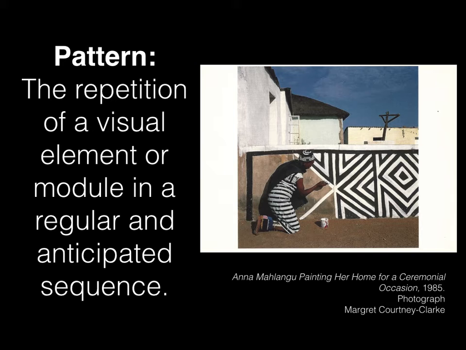So over here on the right, we have this image of a woman. She's painting a pattern on this wall. She's also wearing patterns. So patterns are really common. You've probably got them all over your clothes right now. They're in the carpet. They're all over the place. So just think about any sort of regular or anticipated pattern. These are modules, kind of triangles or diamonds, that are repeating themselves. Okay.